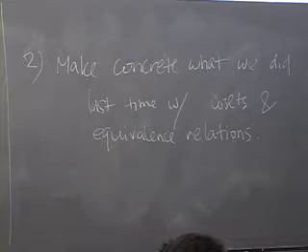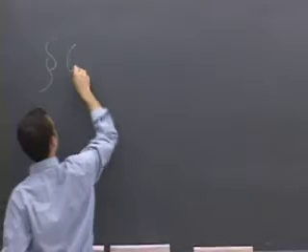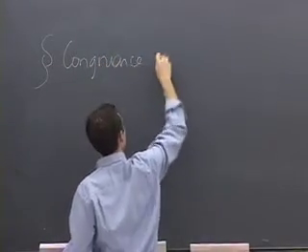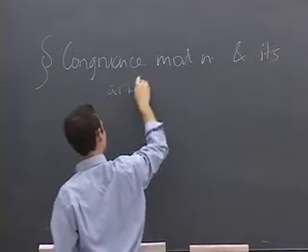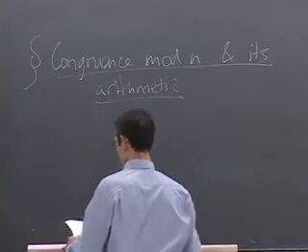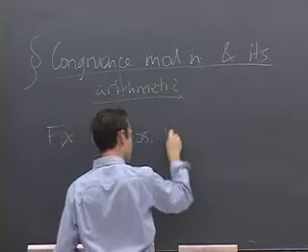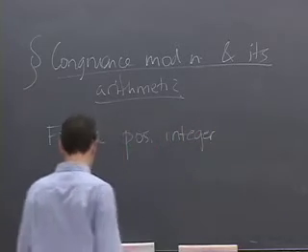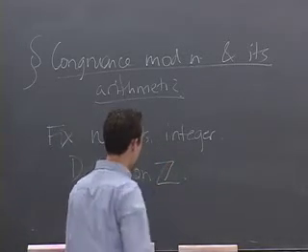So the main concept that is going to be new in lecture and which was in the reading from last lecture is that of congruence mod n and its arithmetic. So let's fix some n, a positive integer, and define on the integers a relation.